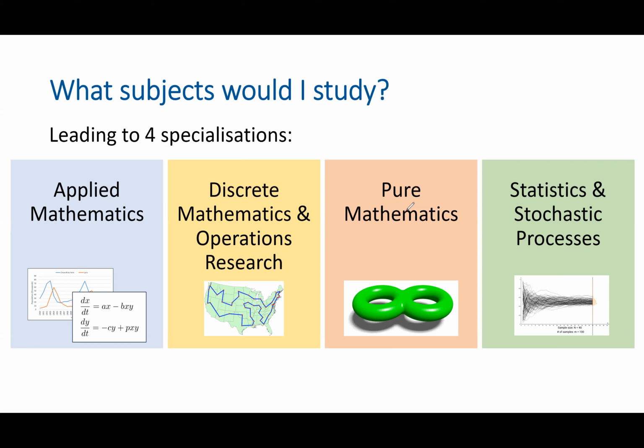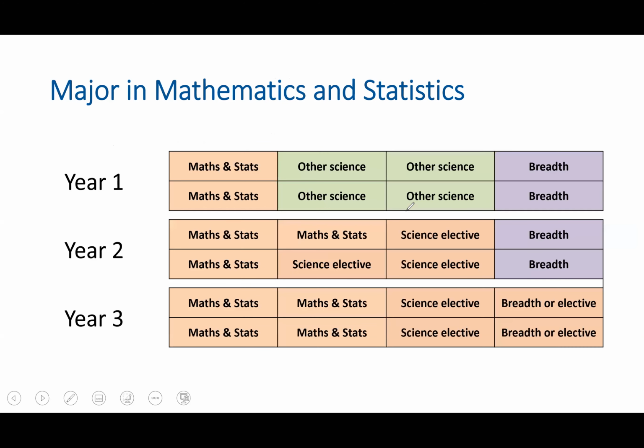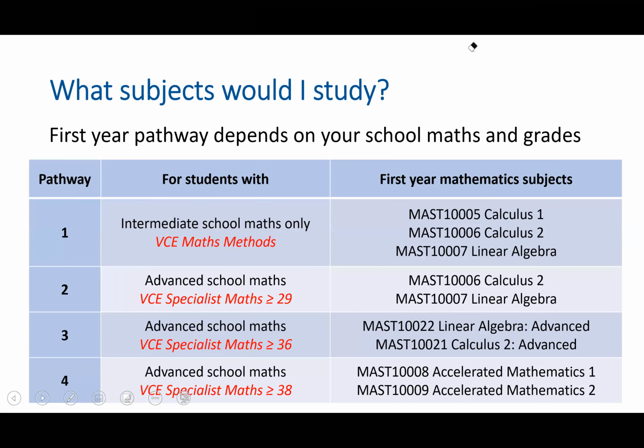So from second year onwards, you start to specialise in one of these specialisations. Each specialisation has its core second year and third year subjects. So going back to our picture here, exactly which subjects you choose in year 2 and in year 3 will depend on which of those 4 specialisations you want to focus on. And if you're doing the mathematics and statistics major, you have to do at least one of those 4 specialisations, but you can do more than one if you want.